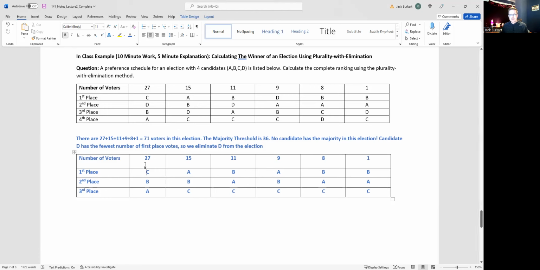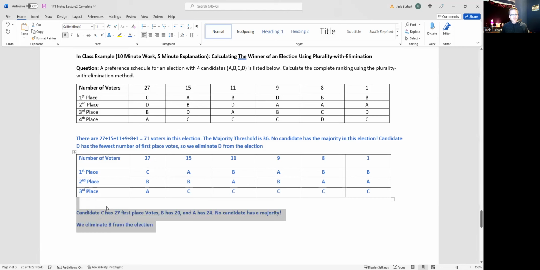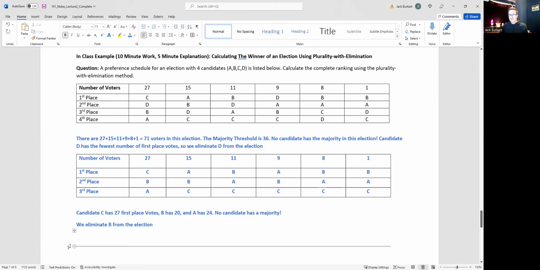So if we follow our advice above, we've now eliminated D, so we should recount the total number of first place votes. After doing that, what we'll see is that candidate C has 27 first place votes, B has 20, and A has 24 first place votes. The majority is 36, so no candidate has a majority of the first place votes. This means we have to eliminate the candidate with the fewest amount of first place votes, so we have to eliminate B from the election. So that means B is going to be eliminated from each of these ballots.